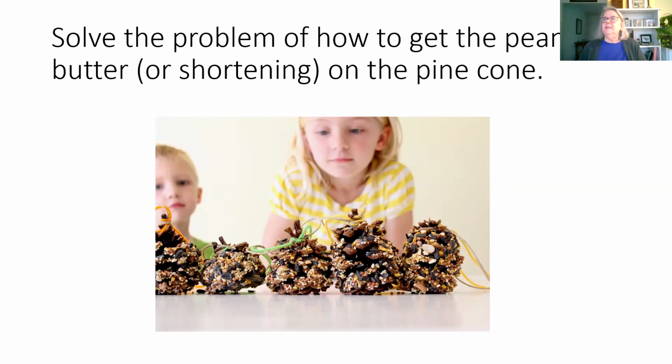But I think one of the things that's most important in this process is to help them understand that they're making choices, they're not choosing a winner. Because what is the right choice for one person might not be the right choice for another person. One child might really enjoy smearing the shortening on with their hands. Another child might really enjoy using a piping bag, just like they pipe frosting on a cake, to pipe the shortening on the pine cone.